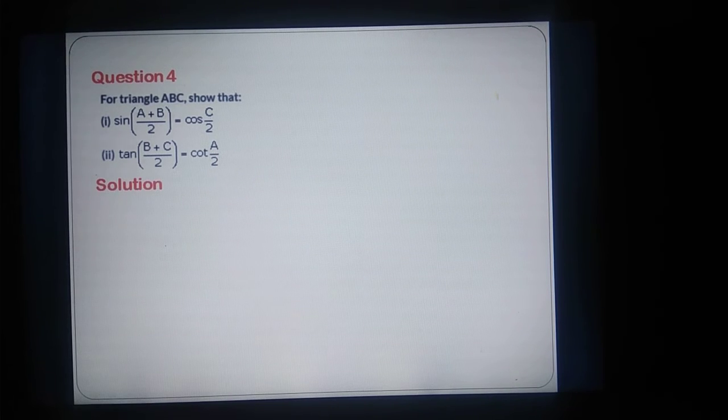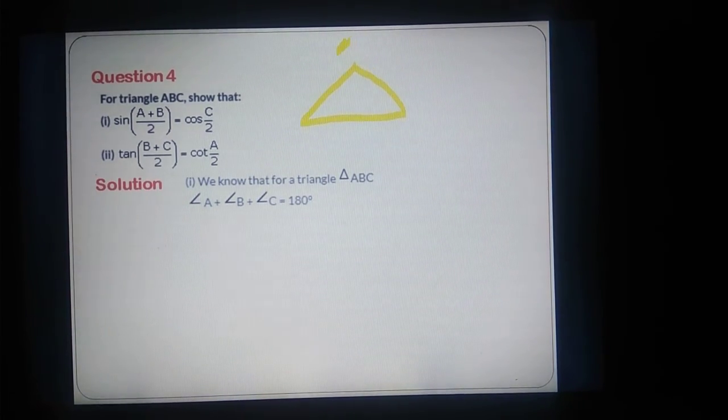Okay, so we'll move on to the next question. In a triangle ABC we need to show these two things. Again I'm going to do one sum, the other one you will do yourself. So let us take the first problem, and since it is given that A, B and C form a triangle, suppose this is my triangle with this to be A, this to be B, and this to be C, then what happens?